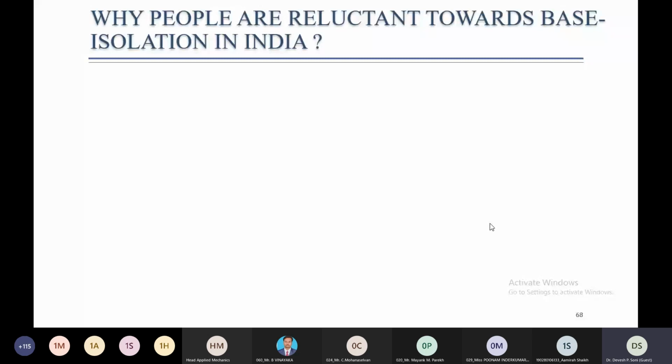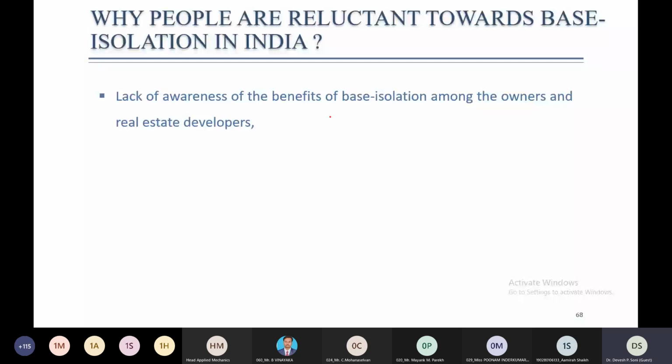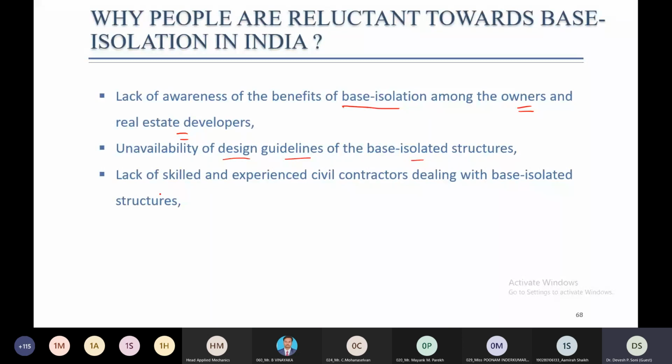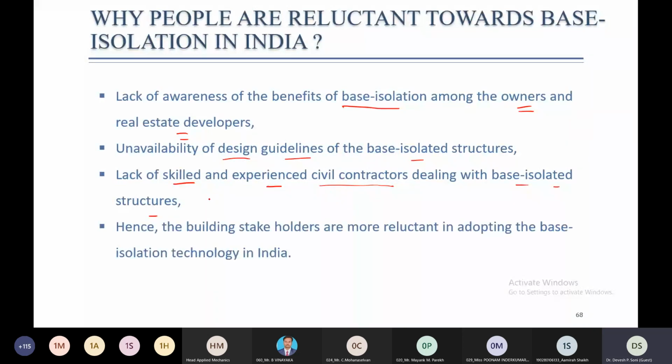Then again, a question may come to our mind: why are people reluctant towards base isolation in India? So I have tried to summarize the reasons. The number one is lack of awareness of the benefits of base isolation among owners and real estate developers. This could be one of the reasons, right? Another reason is unavailability of design guidelines for base isolated structures. As such, no design guidelines are available in our country. And the third reason could be lack of skilled and experienced civil contractors dealing with base isolated structures. Because of this, the building stakeholders are more reluctant in adopting base isolation technology in India. So these are a few reasons for that.